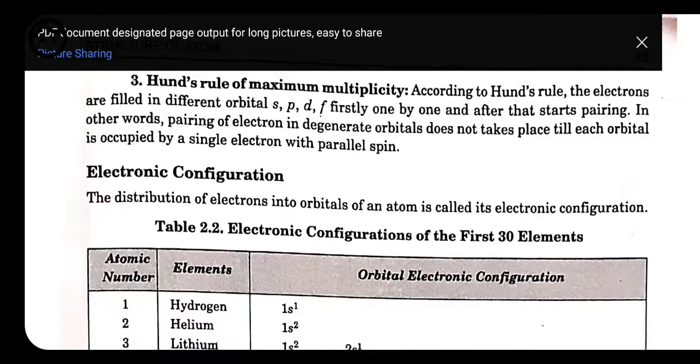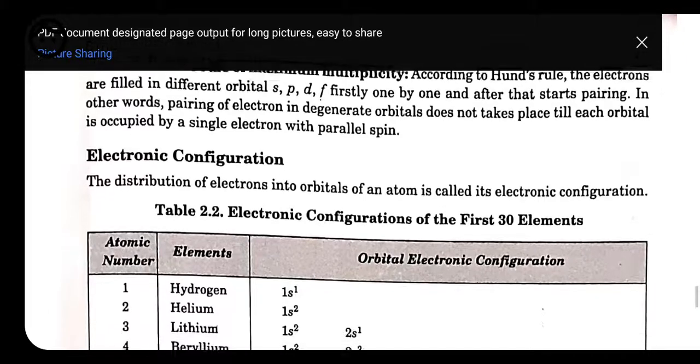Not like the first one gets 2, the second one gets 1 and the third one is empty. It is not like that. If you do it like that, then it is wrong. Here the filling is done so that each orbital gets one electron, and then the pairing should be done if there are extra electrons. If there are no extra electrons, we can keep it empty. But if we have extra electrons, first the half-filled orbitals should be done, and then the pairing is done. That is called Hund's rule of maximum multiplicity.